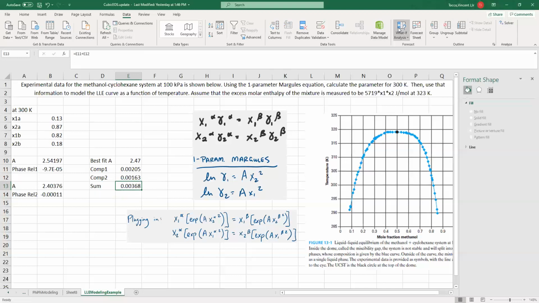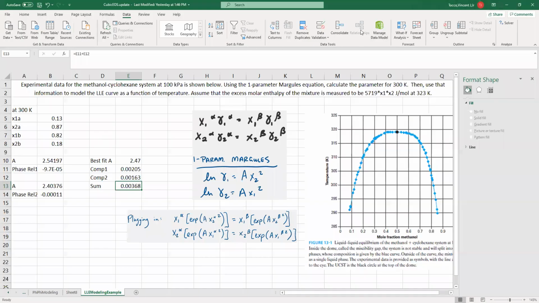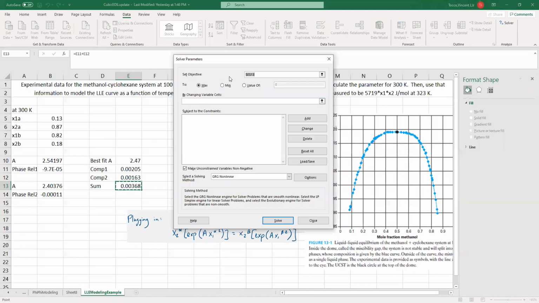So what-if analysis, goal seek, set it to value 0 by changing the best fit cell. And let's see what happens. Oh, it's not converging. Maybe I'll try Solver to minimize. So I want to minimize the cell, set it to a minimum by changing variable cell E10. Let's try that.